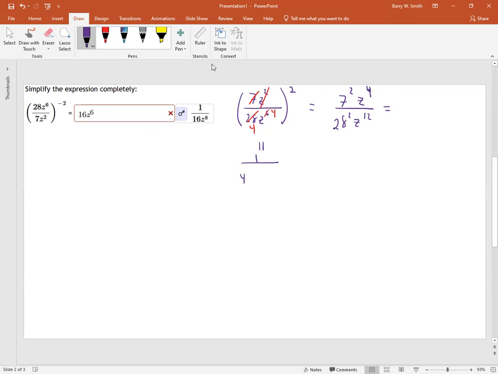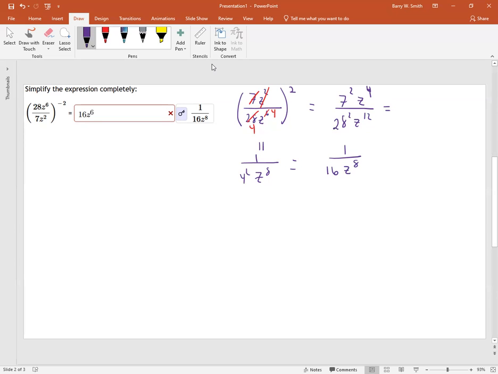Now we have a 4 squared, and we have z to the 8th. Yeah, 8. Okay, all right, so now what does that simplify to? Well, that simplifies to 1 over 16z to the 8th.